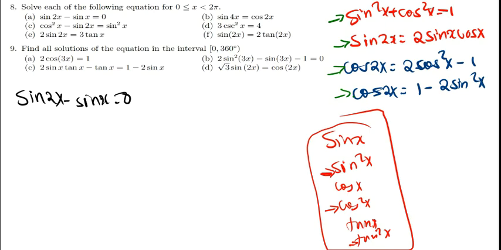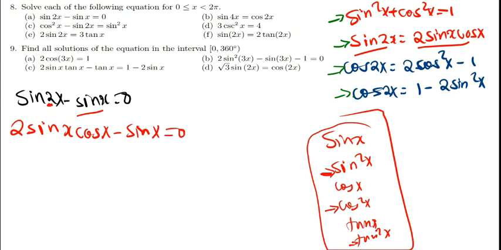So this is complicated. Now, since there is sine here, I can replace that with it. I know that sine 2x is equal to that. So I'm going to replace it with 2 sine x cos x minus sine x is equal to 0. Now, I can clearly see that sine is common. So I'm going to factor out sine x. I'll remain with 2 cos x minus 1 is equal to 0.